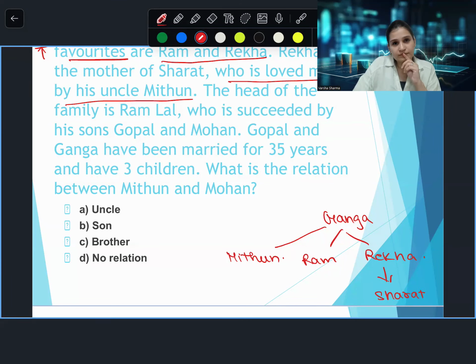Ganga's husband's brother is also uncle of Rekha, no, ma'am. Uncle not of Rekha, we are talking about uncle of Sharat. Who is for the second person and is for the first person. So this means Sharat has an uncle. Okay, ma'am.